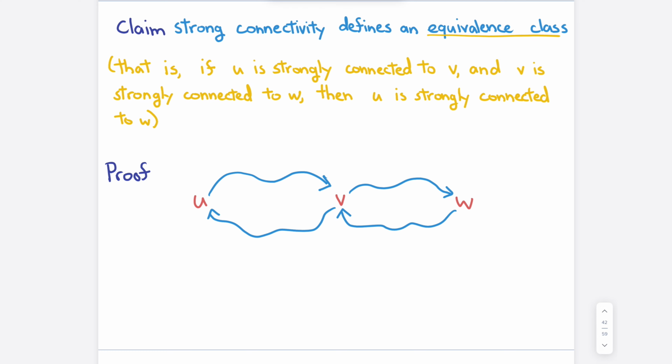Okay, so the fancy word is that strong connectivity defines an equivalence class, which is to say, if A and B are strongly connected and B and C are strongly connected, then A and C are also strongly connected. All right, let's just prove that very quickly. Maybe it's not too surprising. So here, let's suppose that U and V are strongly connected and V and W are strongly connected. Why now are U and W strongly connected?